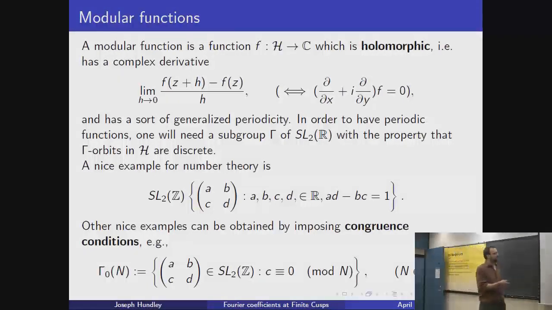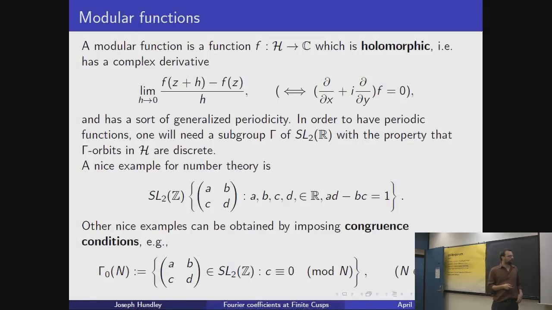A nice example from number theory is that you can take 2x2 matrices with integer entries. The simplest way to do periodicity on the line is to say, well, R, and it maybe repeats every one. So then you'd be doing R mod Z. And so for number theory, we take integer matrices. That's going to be a nice discrete subgroup that we'll see.